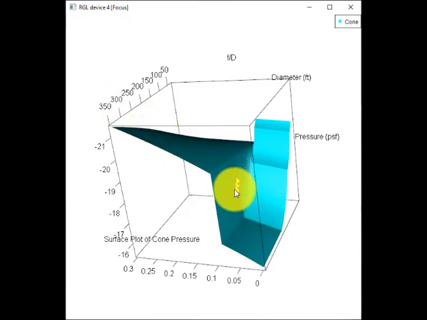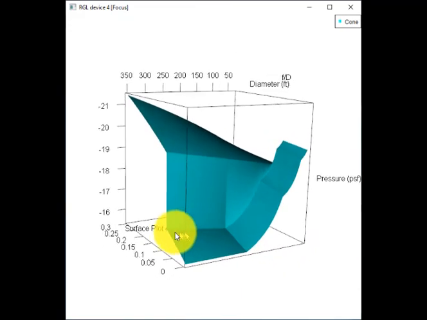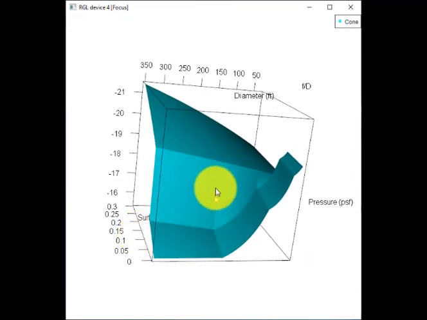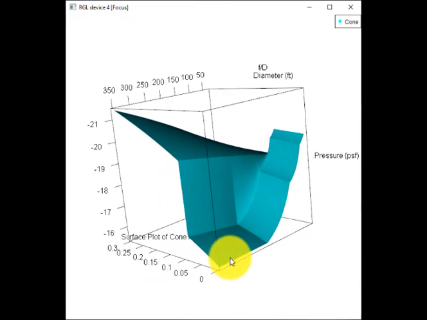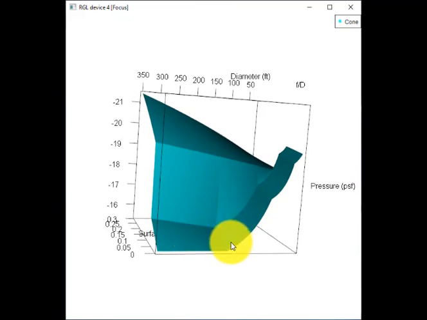Notice this shelf here. Large cone roof tanks, which are represented by about 200 foot and larger, and with shallow cones, a typical 3/4 in 12, would lay on this plane at a fairly low pressure of about 16 psf. Notice though that when the diameter gets smaller, below 200 feet, the average pressure of the roof starts rising rapidly.